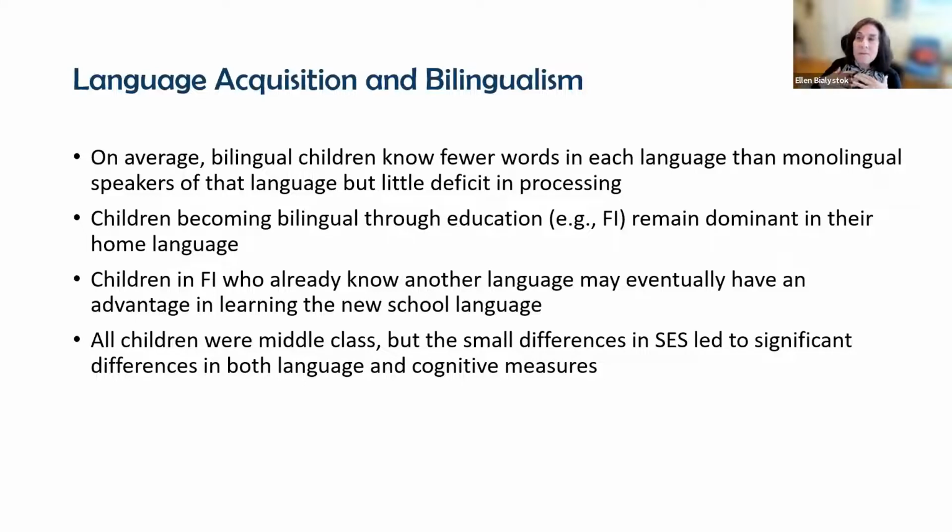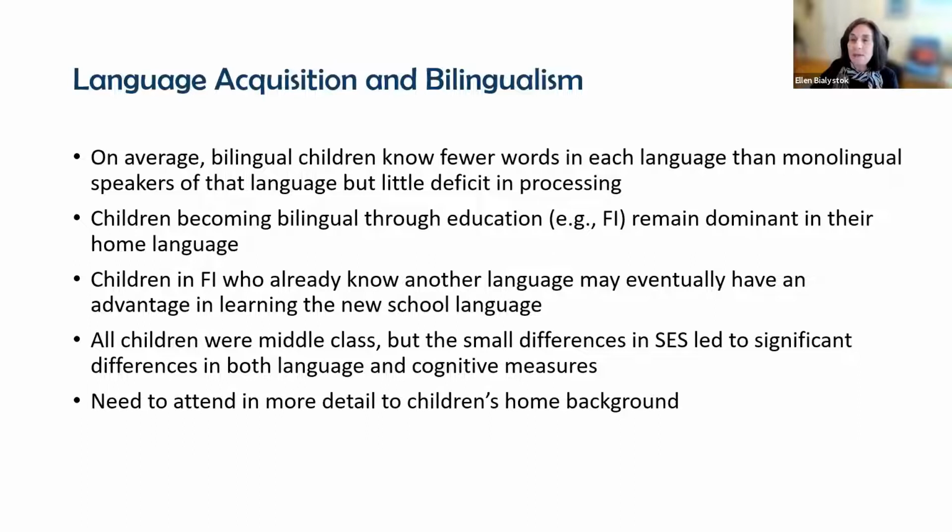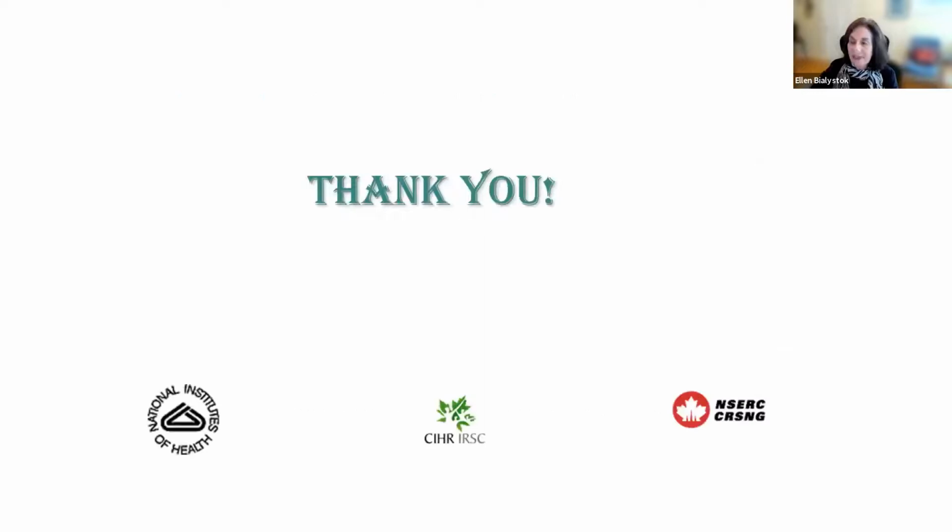And this is, for me, the biggest puzzle. We're trying to understand this. All of the children were broadly speaking middle class, but the small differences in middle class in terms of parents' education had significant effects on both language and cognitive outcomes. We need to pay a lot more attention to children's home language background, social background, and cognitive stimulation. Thank you.